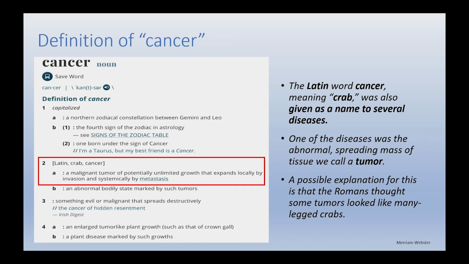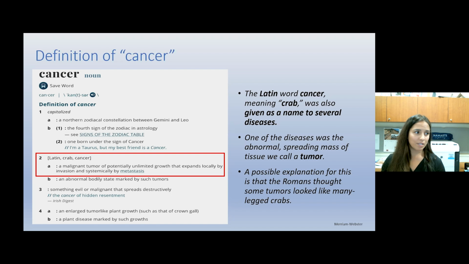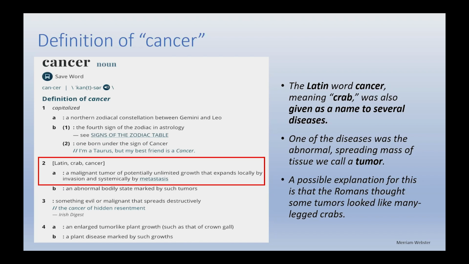I like this on the right side as well, that the Latin word cancer meant crab, which was also given as a name to several diseases, not just what we currently today call cancer. One of the diseases was the abnormal spreading mass of tissue, which we call a tumor. And a possible explanation for this is that the Romans thought that some tumors looked like many-legged crabs.